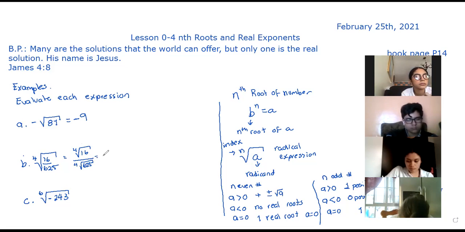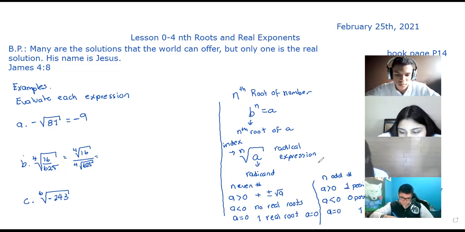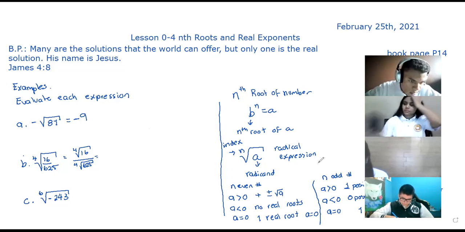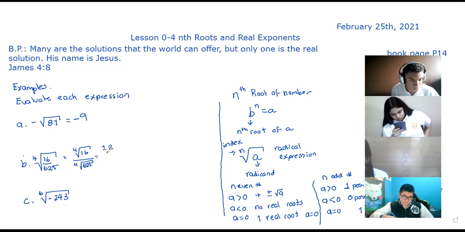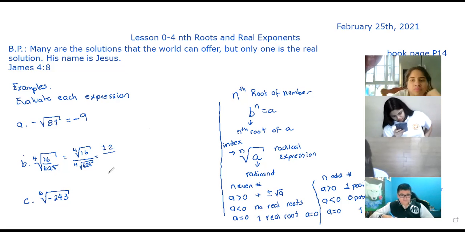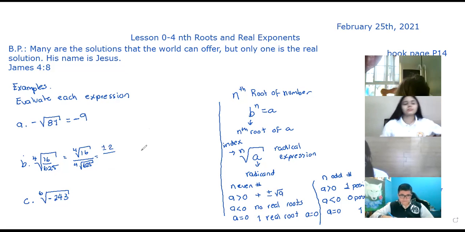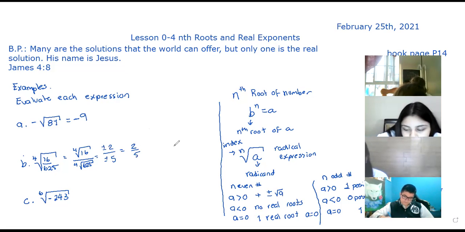So tell me, which is the value of the quartic root of 16? Come on, guys, you have a calculator. Use it. Or you don't know how to find the quartic root. It's 2. Very good. Positive and negative 2. And what is the quartic root of 625? It's 5. So 2 over 5. Positive divided by positive is positive, negative divided by negative is positive.